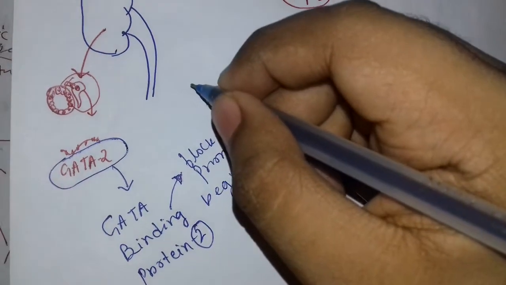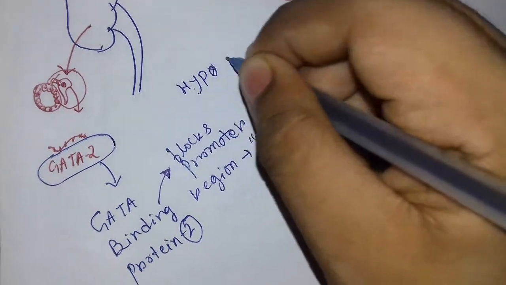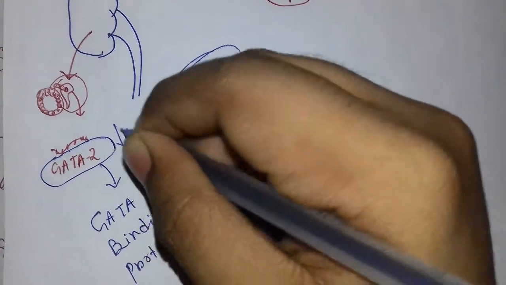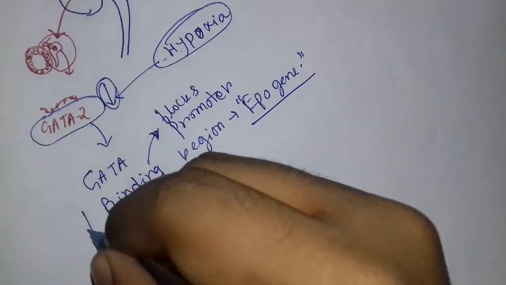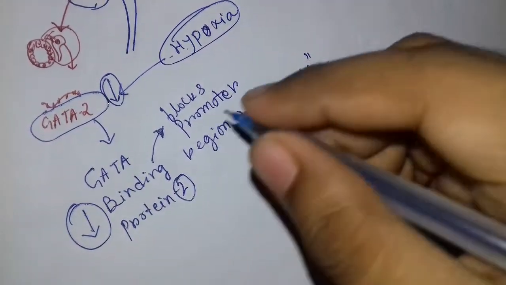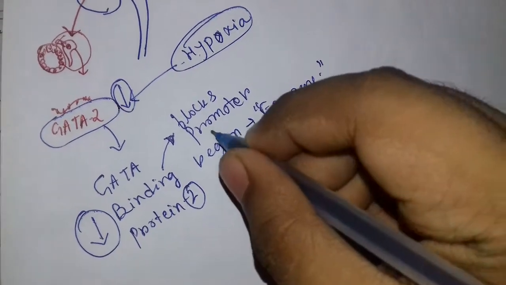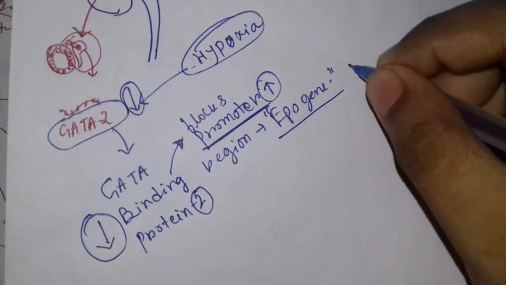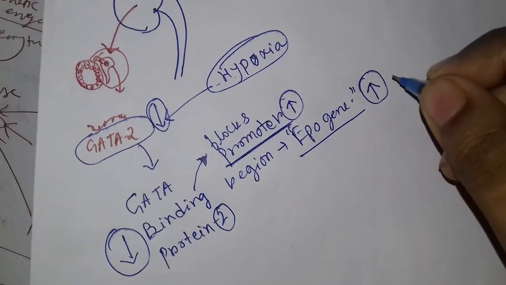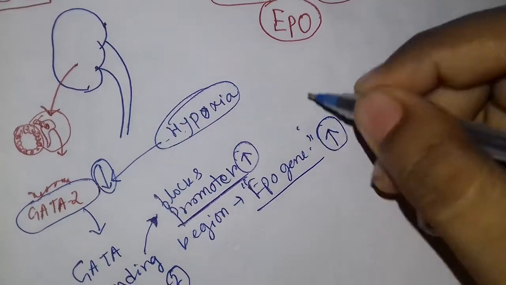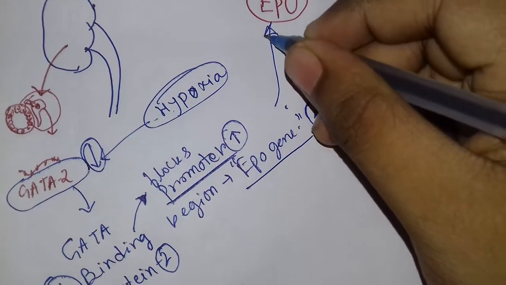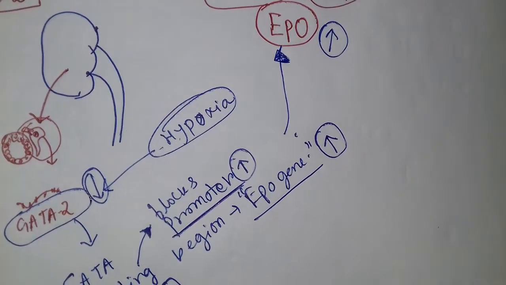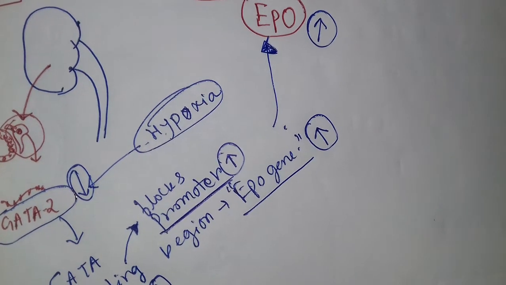So when there is hypoxic condition or tissue hypoxia, there is suppression of this gene that causes decrease in the GATA binding protein 2 synthesis, and thus the promoter region gets free and it is stimulated, and in turn the EPO gene gets functional, and from there the EPO synthesis increases. So thus the erythropoietin synthesis takes place during hypoxia.